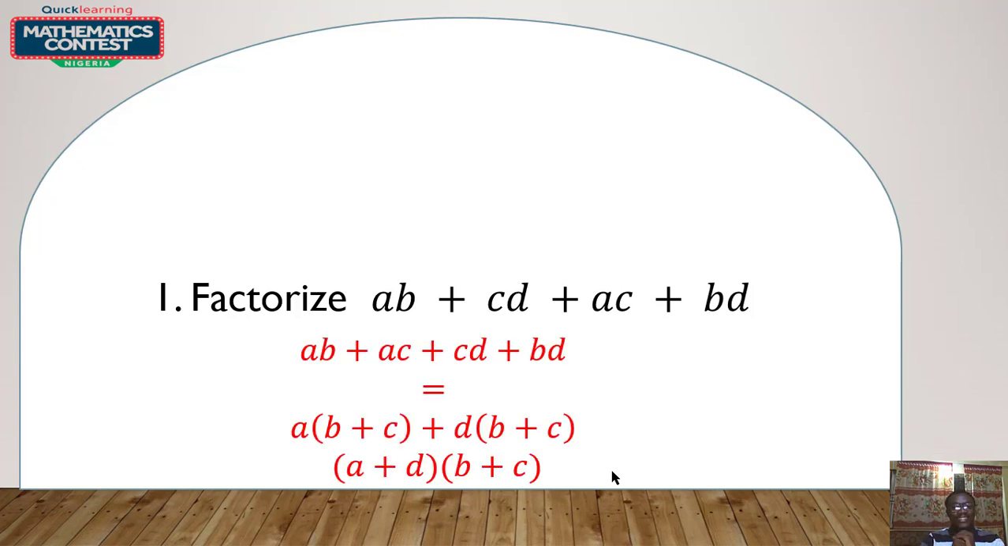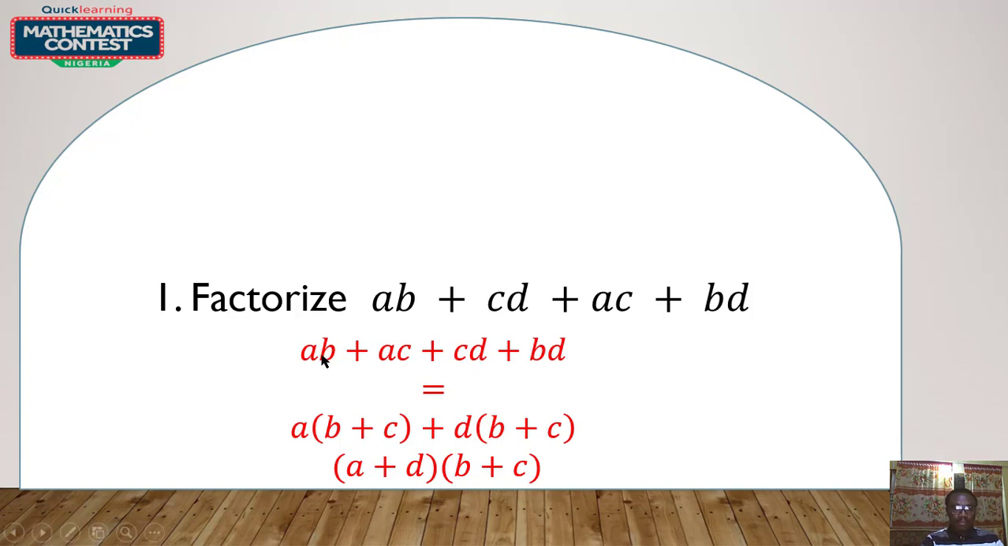Time's up. Was this your answer? Okay, let's solve it together. Now, solving it together, what we have is this. When we have AB plus CD plus AC plus BD, at times when you want to factorize, you just use your common knowledge by grouping like terms together.